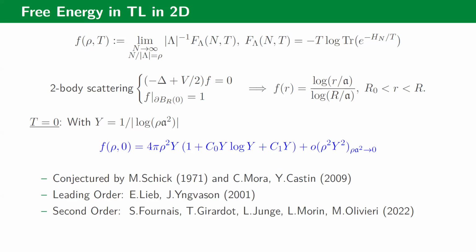This was conjectured in the physics literature. The leading order was proven by Lieb and Yngvason, so that's the leading order. And then the second order was proven by this group from Copenhagen quite recently. So that's the zero temperature result.